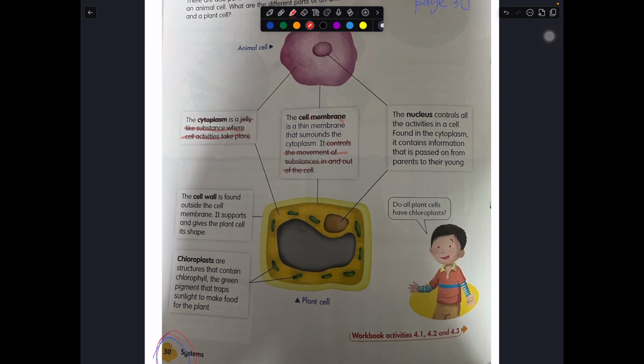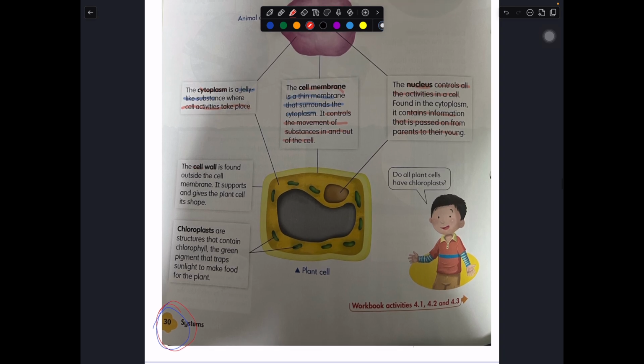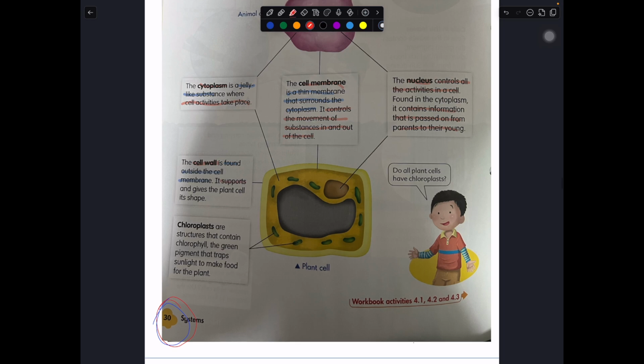Okay, so this part highlighted in blue is actually the description. The red color is the one that is more important, the cell parts and the function. Okay, so nucleus controls all activities within a cell. It also helps to contain information that can be passed down from parent to young. Okay, this is also one of the functions. So the cell wall is found outside the cell membrane. This is the description. The main idea is to support and give the cell its shape, or some teachers may tell you that it maintains the shape of the cell.